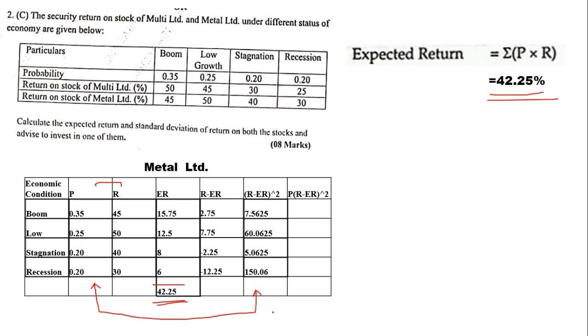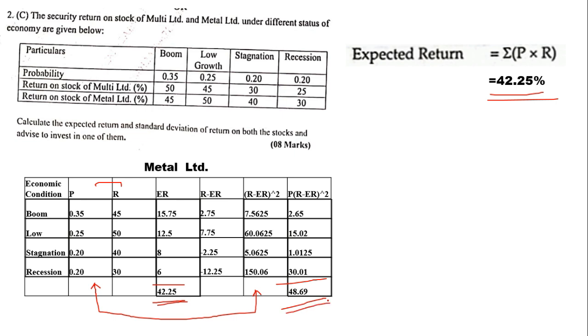Multiply the square with the probability. So 7.56 into 0.35, 60.06 into 0.25, 5.06 into 0.2, and 150.06 into 0.2. We get the values as 2.65, 15.02, 1.0125, 30.01. The total of which comes to 48.69. That is nothing but the total variance.